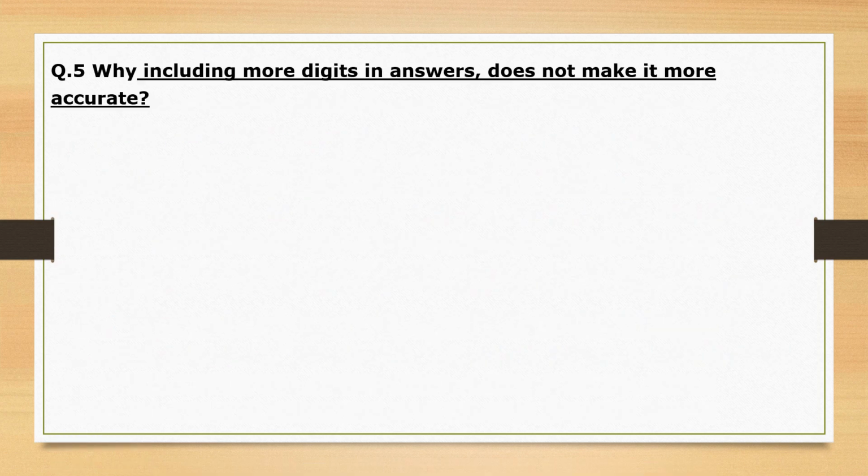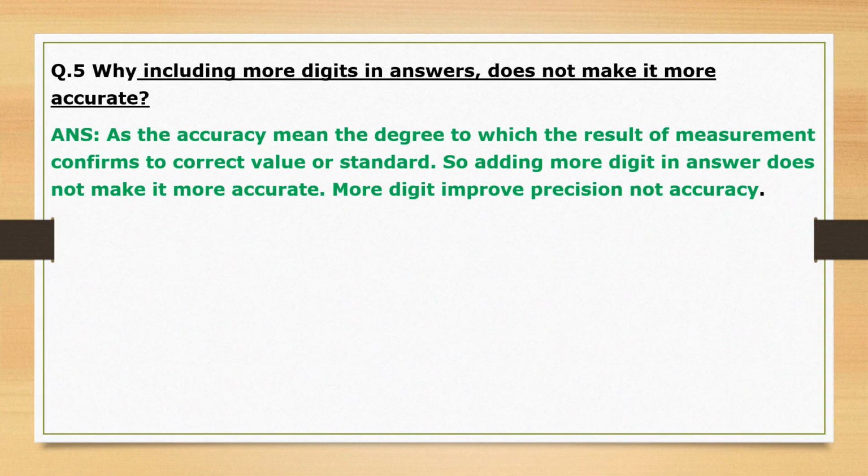Question number 5. Why does including more digits in answers not make them more accurate? The answer is, as accuracy means the degree to which the result of the measurement conforms to the correct value or standard, adding more digits in the answer does not make it more accurate. More digits improve the precision but not the accuracy.